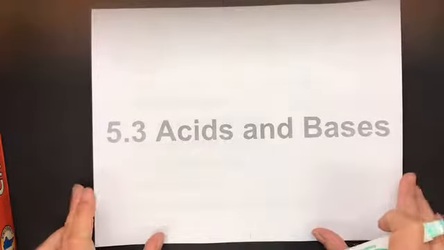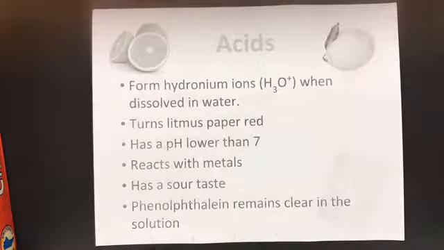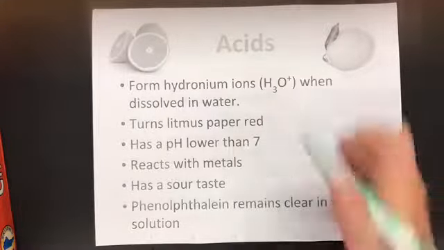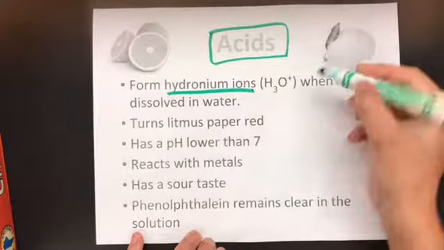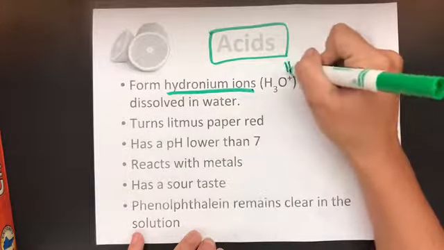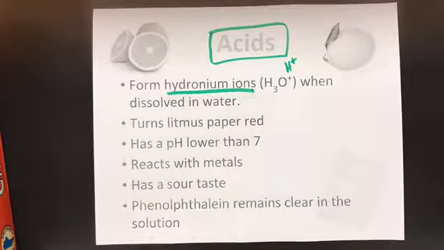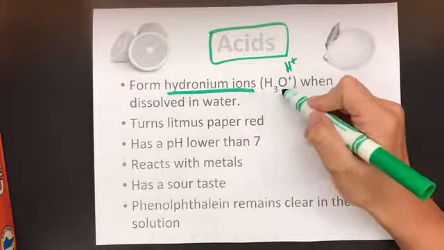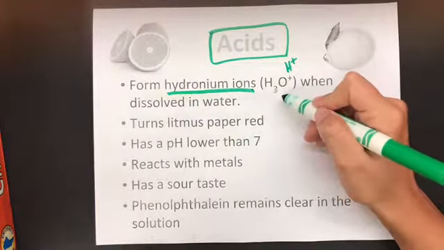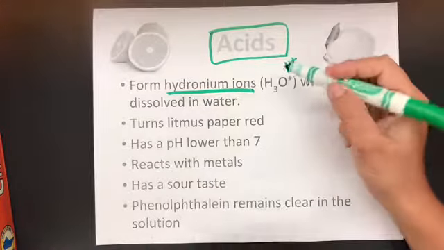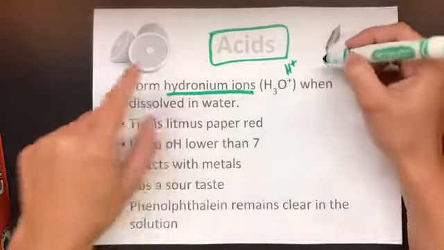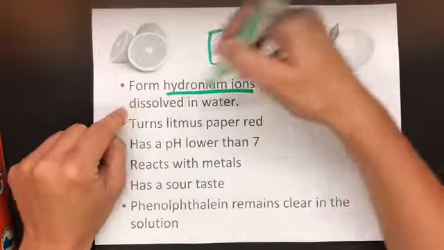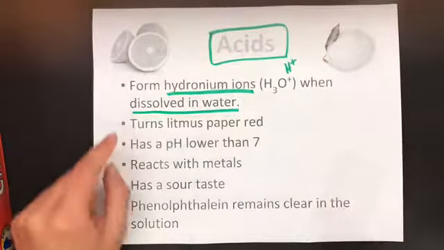5.3, acids and bases. So the first thing we're going to talk about is what properties acids have and what properties bases have. So acids form hydronium ions, H3O+, or sometimes we just think about H+, because it forms H+ ions and then does this thing with water and forms H3O+. This is hydronium ions or hydrogen ions. So they form hydronium ions when dissolved in water.